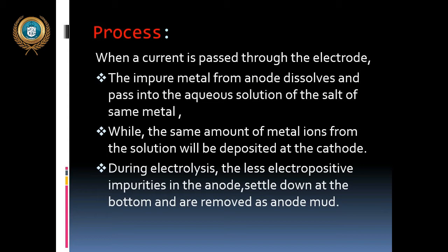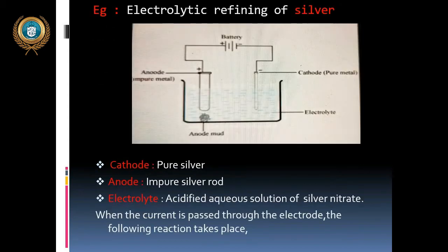Before going to the reaction, just look at the picture here. This is the electrolytic cell, and inside that we have taken the electrolyte silver nitrate, and the cathode, which is a pure metal. See, it is looking very thin when compared to the anode. So here the anode is an impure metal. Anode carries the positive charge and cathode carries the negative charge. So this is the experimental setup. The current is passed from anode to cathode.